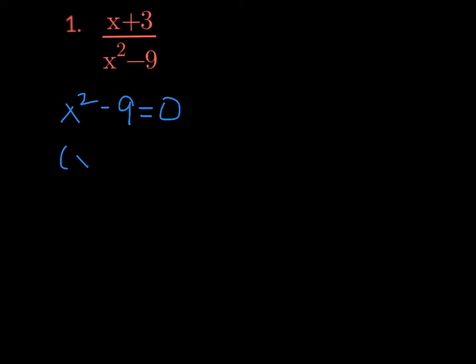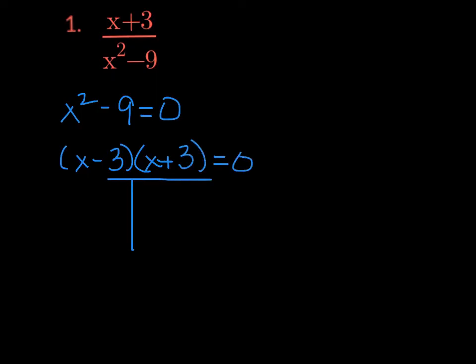I see that I have dots, so I'm going to do x minus 3 and x plus 3. Set that equal to 0. Do my t-chart, and take each factor, and we're going to set that equal to 0.